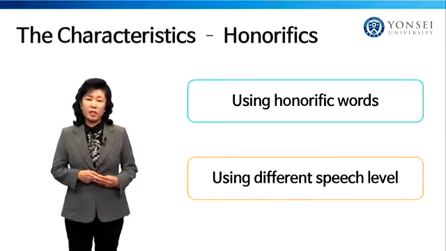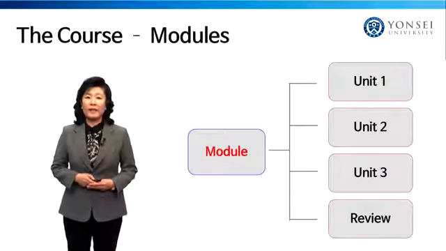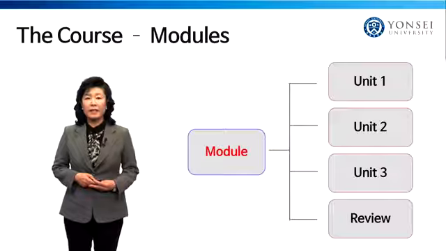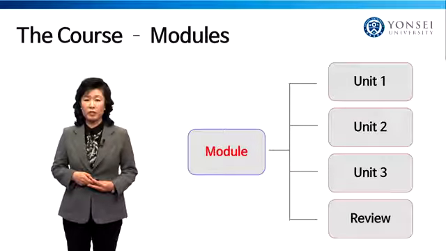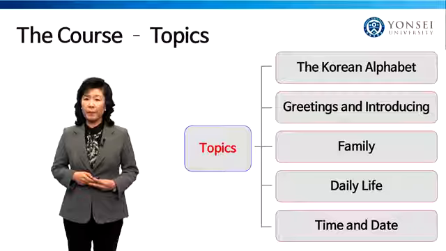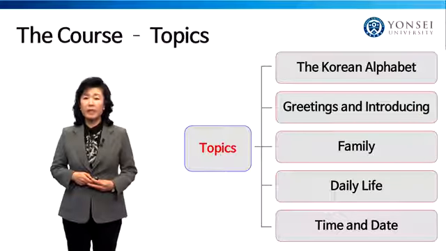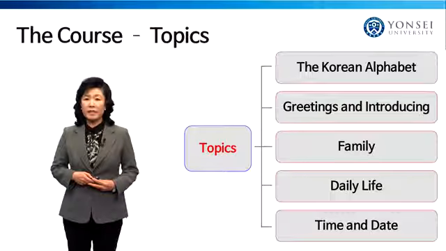Well, understanding such characteristics about the language will be beneficial before starting to study Korean. And regarding the structure of this course, it consists of 5 individual modules, and each module is made up of 4 units. The 4th unit in every module is a review session to go over all the things learned in the previous 3 units. Each module covers topics including Korean alphabet Hangul, greetings, family, daily life, time and date, and so on.